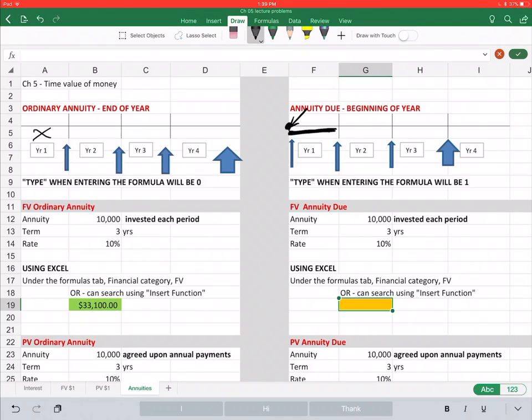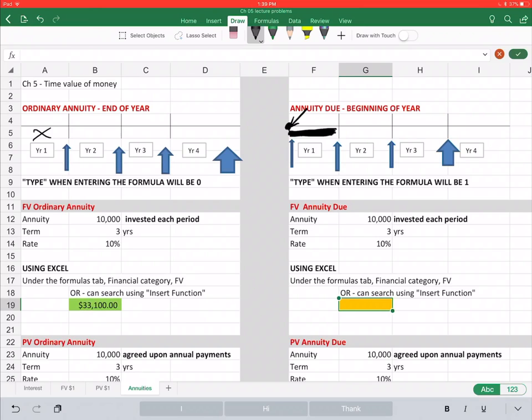So we can set an expectation that when we do the same exact calculation, except we use an annuity due instead of an ordinary annuity, we can expect that what comes out in that orange box is going to be higher than $33,100. And again, that's because with an annuity due, that individual is getting 1 full year's worth of interest, 1 full year of a return that they weren't getting with an ordinary annuity.